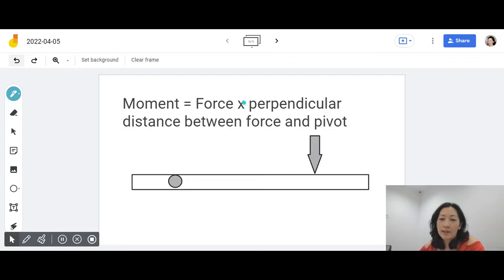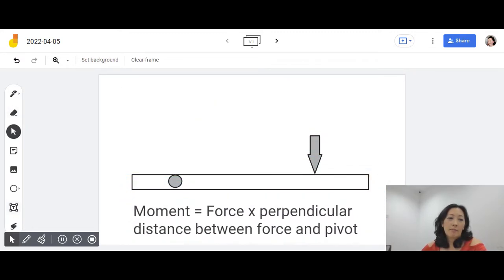Okay, so the concept of moment is simply this. This is how we calculate moment, but what exactly is moment? Let me just move this down. Okay, moment is kind of like the turning effect of a force around a pivot.